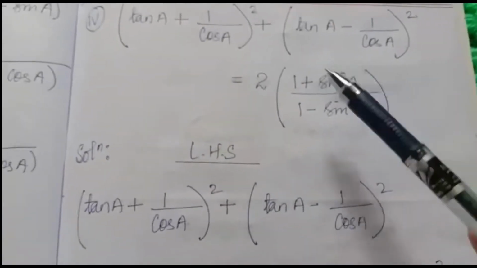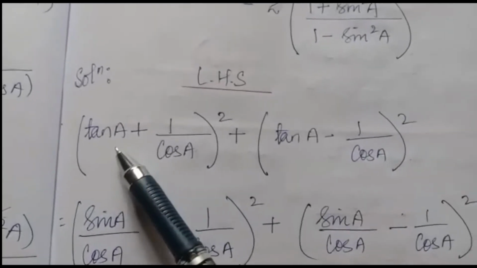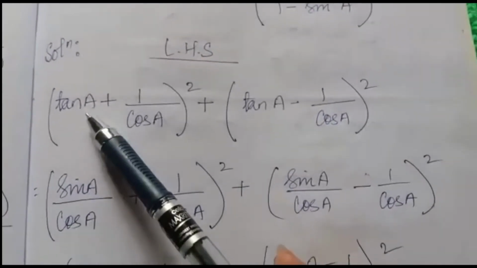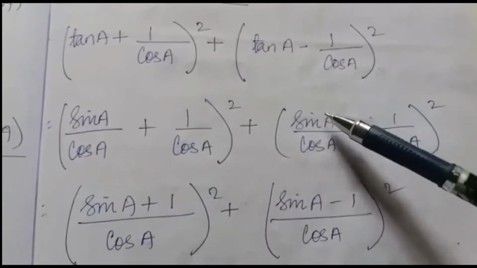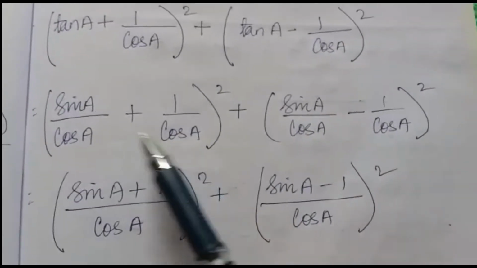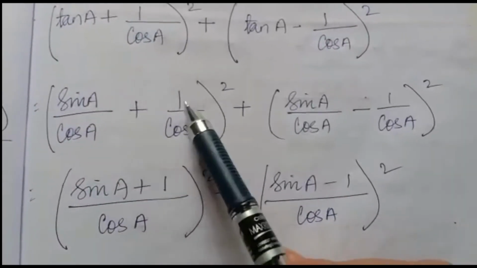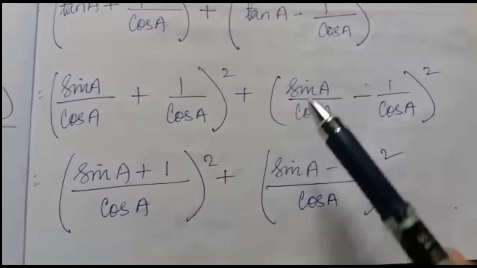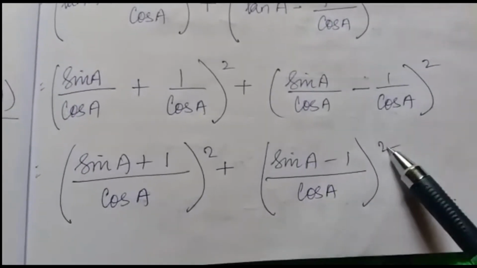After that, on the right hand side we have only sine, so we'll convert this tan into sine upon cos. In place of tan, we'll write sine upon cos, and in place of this tan also sine upon cos. So from here we will take out LCM. LCM is cos A. So (sin A + 1)² plus, here again cos A, (sin A − 1) divided by cos A whole square.